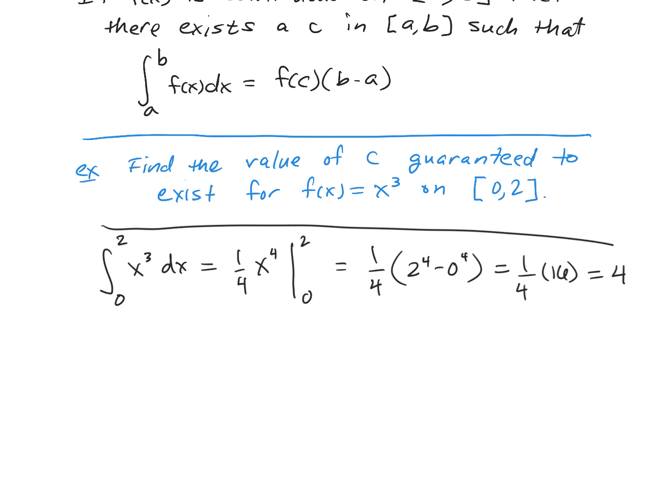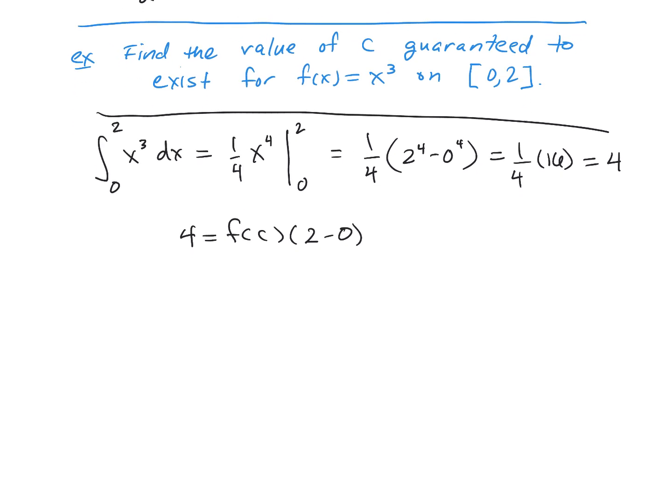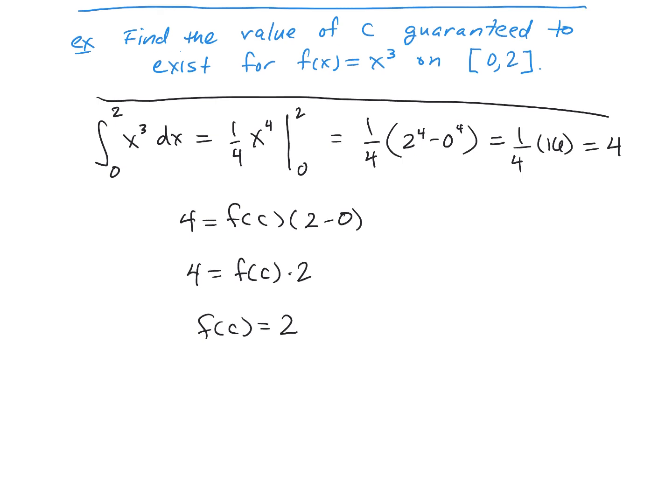All right, so now we're going to take that value and set that equal to f of c times b minus a. And in this problem, b is 2, the endpoint of the interval, and a is 0. So we really have 4 is equal to f of c times 2, or f of c is equal to 2. All right. And we see that f of c is just going to be c cubed. So we're going to have c cubed equaling the number 2.